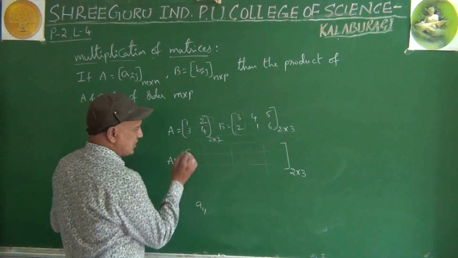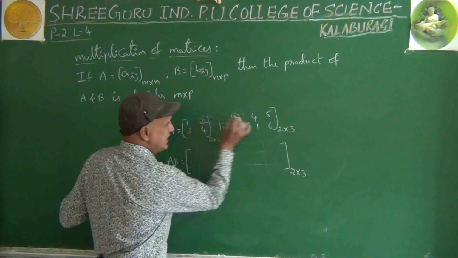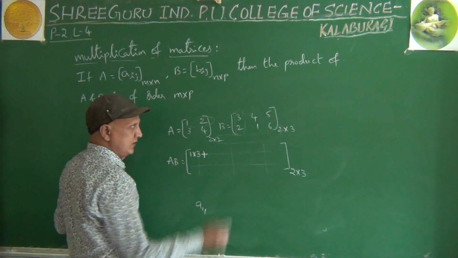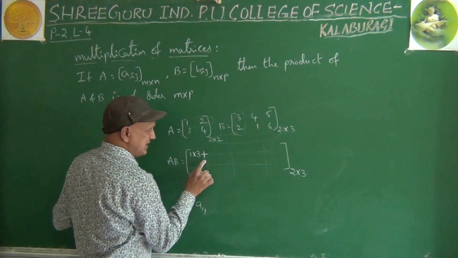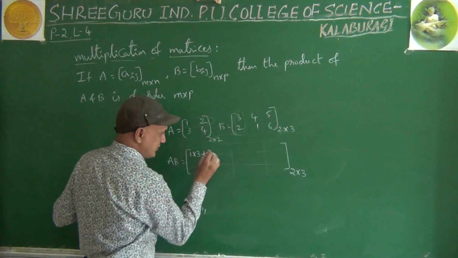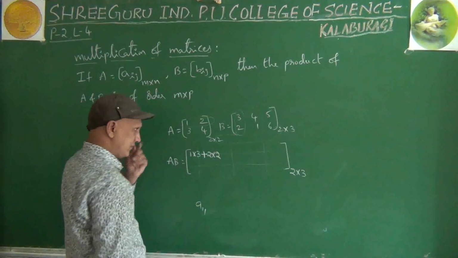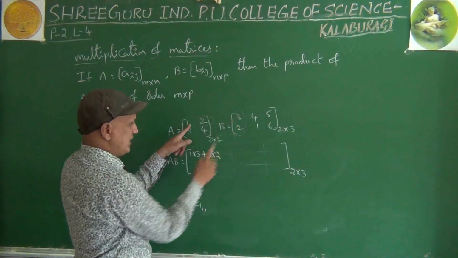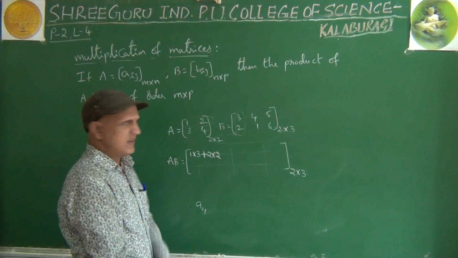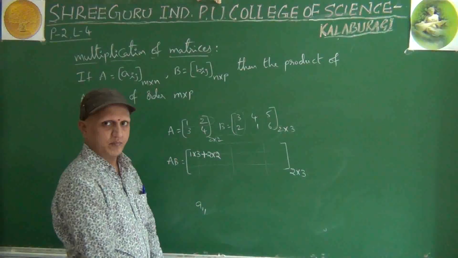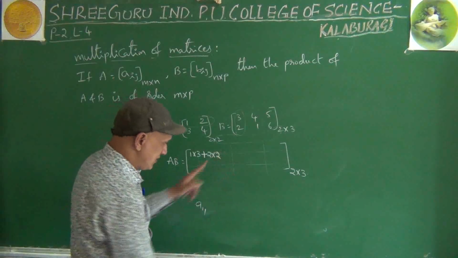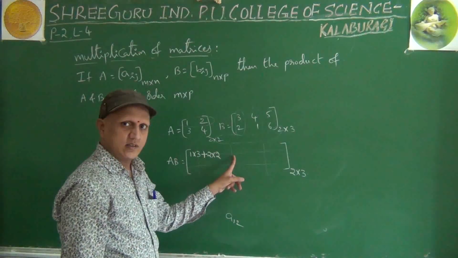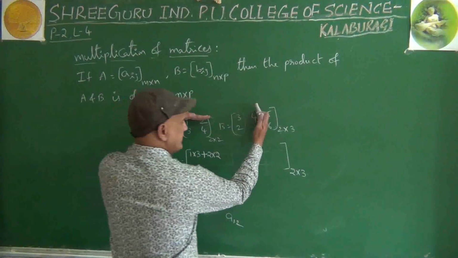Okay? So how to multiply? First row, first column. 1 into 3 plus 2 into 2. Okay now? 1 into 3 plus 2 into 2. First row, first column. Right? What is the address for this one? First row, second column. This address is first row, second column.